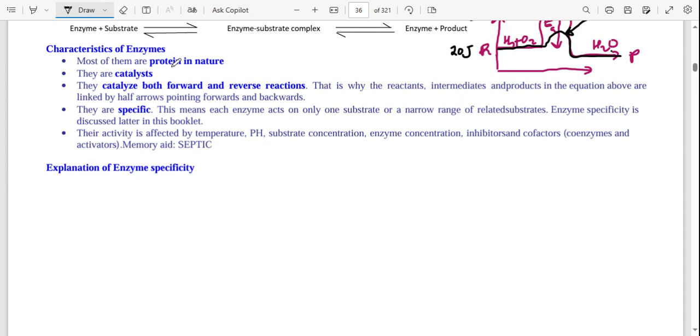You need to know the characteristics of enzymes. Very, very important. It can come in bio paper 2 or paper 1. So you need to make sure that you know. The first thing is enzymes are proteins in nature. Most of them are going to be proteins. What makes up proteins? Do you know what makes up proteins? The basic unit?